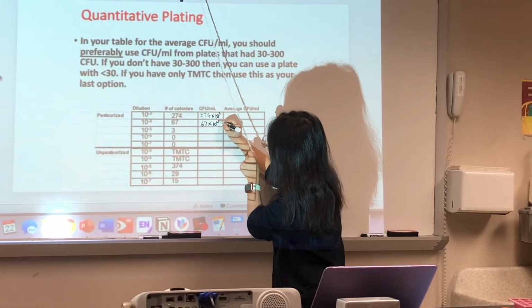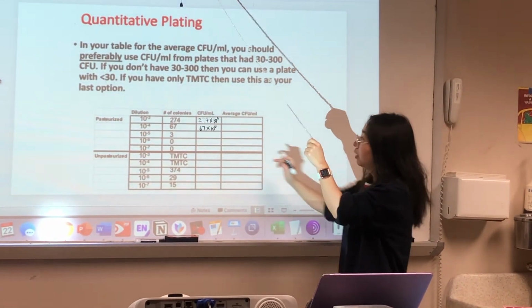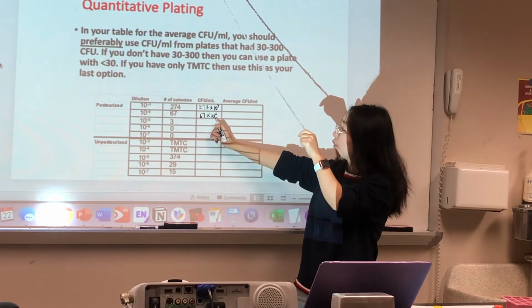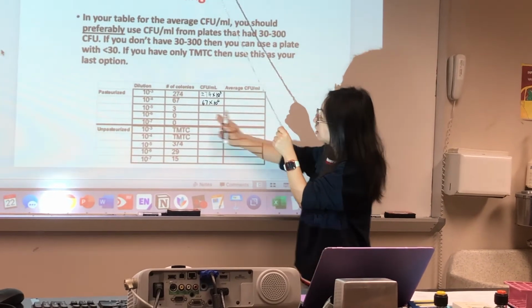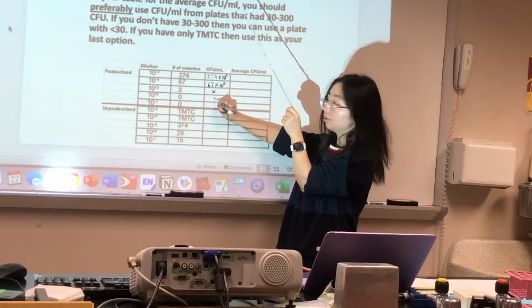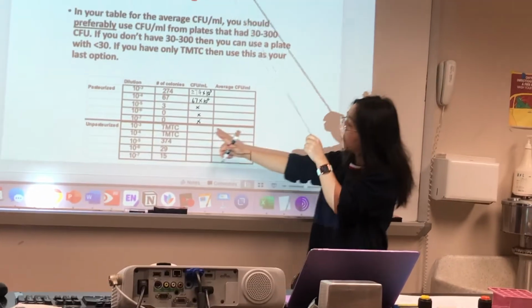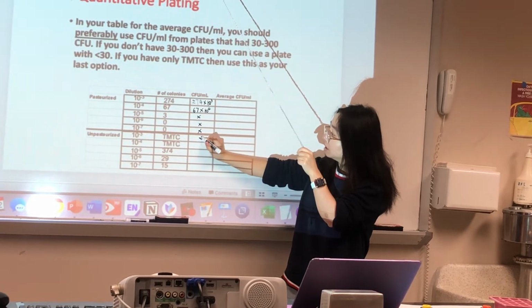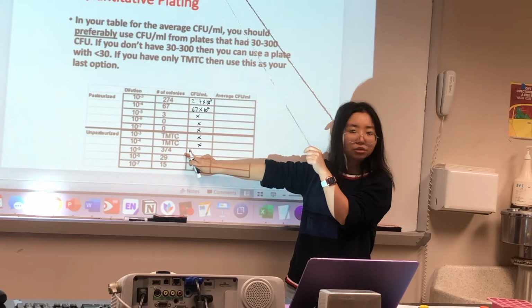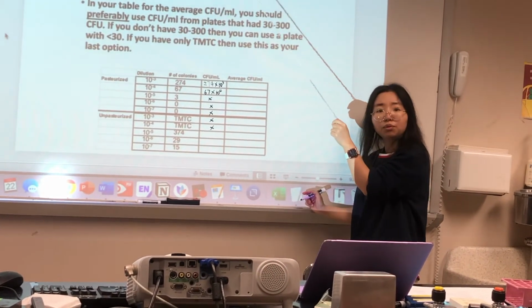I'm going to write 67 multiplied by the dilution factor 10 to the 4. After I finish this, since this is less than 30, I'm not going to use this one. 0, I'm not going to use this one. Too many to count. Not this one. Oh, more than 300 and less than 30. Less than 30, what should I do for this?